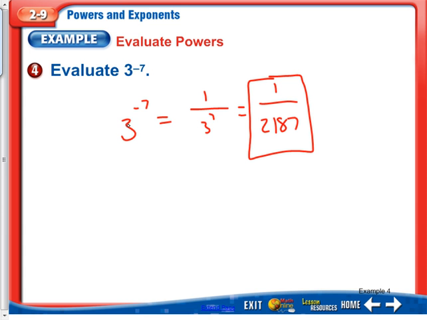But I do want you to show me the work here. So copy 3 to the negative 7th, and then show me that it turns into 1 over 3 to the 7th, and then you can use your calculator. I do want to see you copy and convert it to a positive exponent by writing it as a reciprocal or multiplicative inverse.